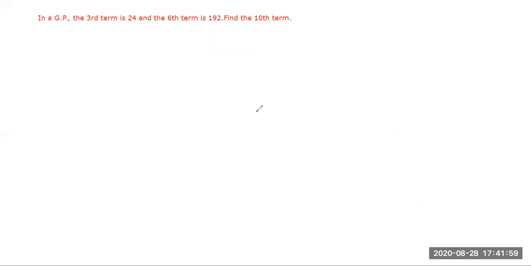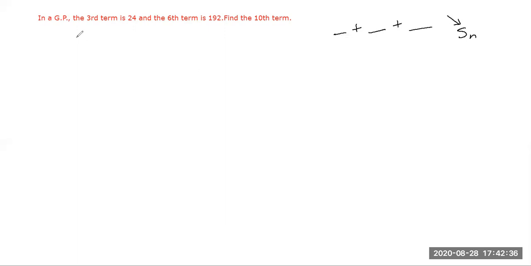Now, how will we do the next sum? Yes, students, how will we do the next sum? It says, in a GP, third term is 24. So third term means, is it S3 or A3? A3. S is the sum of 3 terms: first term, then second term, then third term. This is known as Sn. S is for sum, addition. This particular term is An.